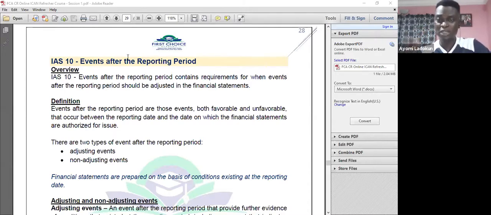Date is very important. Whenever a transaction or some event occurs between the end of the reporting period, but before financial statements are authorized for issue, then it is within the reach of IAS 10. If it occurs within the reporting period, IAS 10 will not apply. If it occurs after financial statements have been authorized for issue, IAS 10 will not apply. So that's what you need to understand. So that is events, both favorable and unfavorable, that occur between the end of the reporting period, but before financial statements are authorized for issue.